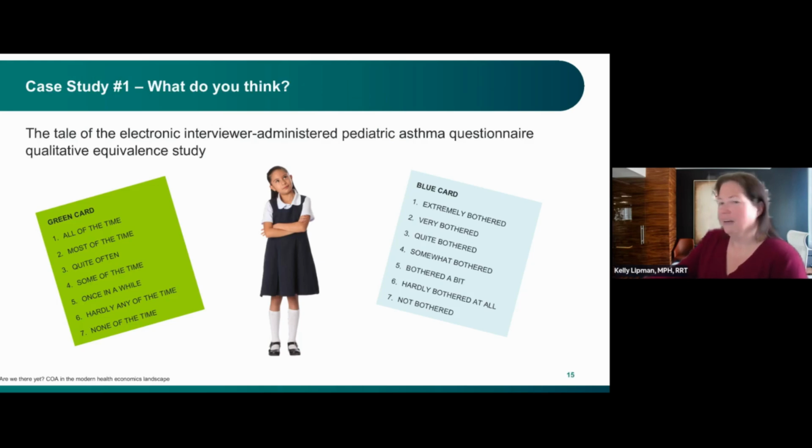Another case study. This one was based on a study where we were trying to establish equivalence between an electronic interviewer-administered pediatric questionnaire and an originally developed paper version of that questionnaire. This is something that happens in a lot of studies now where we've had this move to decentralized trials. Paper and pen legacy questionnaires are no longer being used, but it's preferred to have questionnaires responded to on an electronic platform. So we try to establish evidence of equivalence between these two modalities.